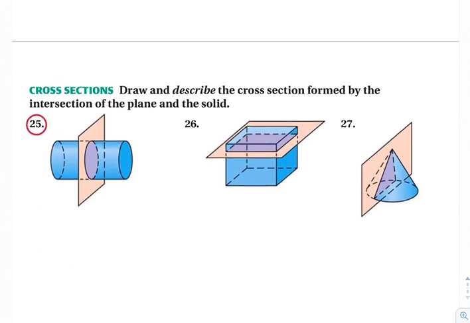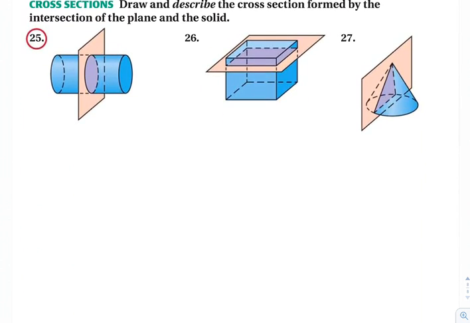Now this says draw and describe the cross-section form. So this one, if I cut this appearing to be a cylinder straight down, this would be a circle. Now if you cut it slanted, this width wouldn't change, but the length of this cut would get as long as we wanted, as long as we cut it, while the width would stay the same. This could become an ellipse if we slant it. But if you do it parallel to the base, it would be a circle.